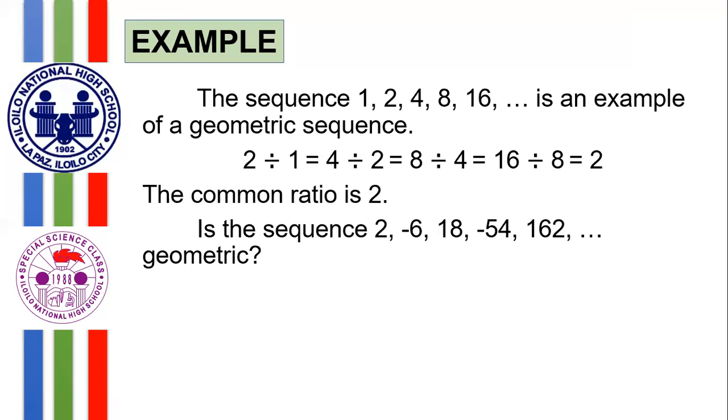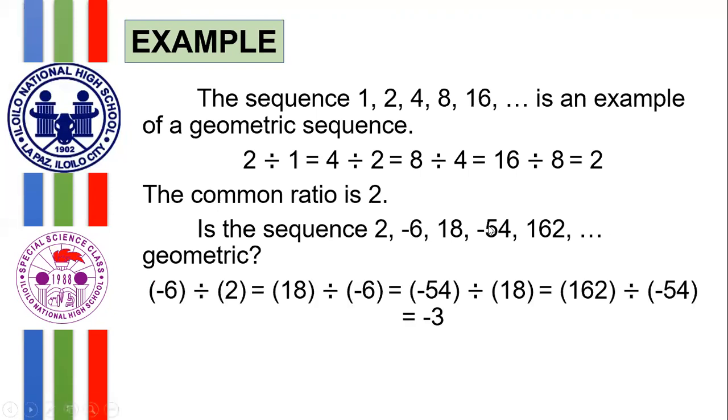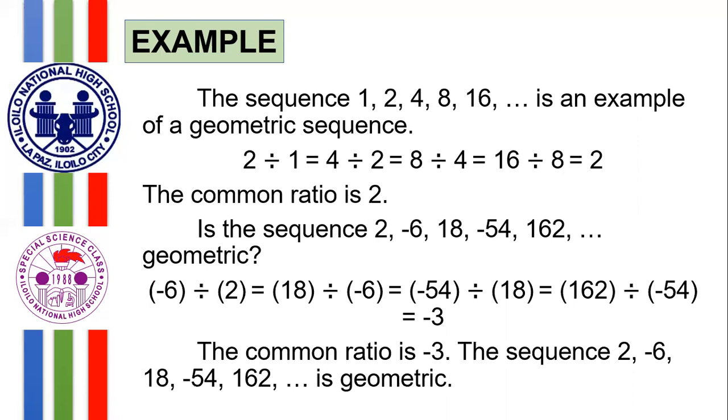Let's have the second one. Is the sequence 2, -6, 18, -54, 162, and so on geometric? So let's check. If you divide the -6 by 2, that's -3. 18 by -6, that's -3. -54 by 18, that's -3 also. And 162 by -54, that's -3. So you see, you have a common ratio, which is -3. Hence, this is indeed a geometric sequence.